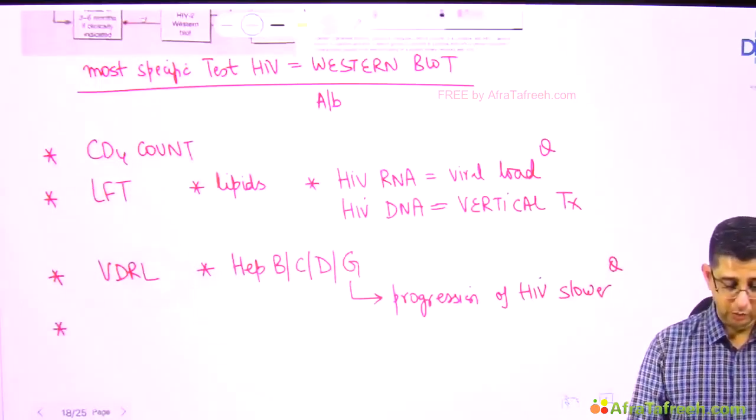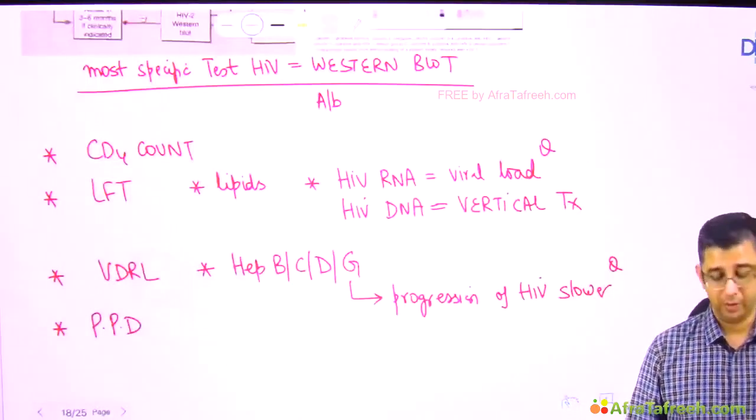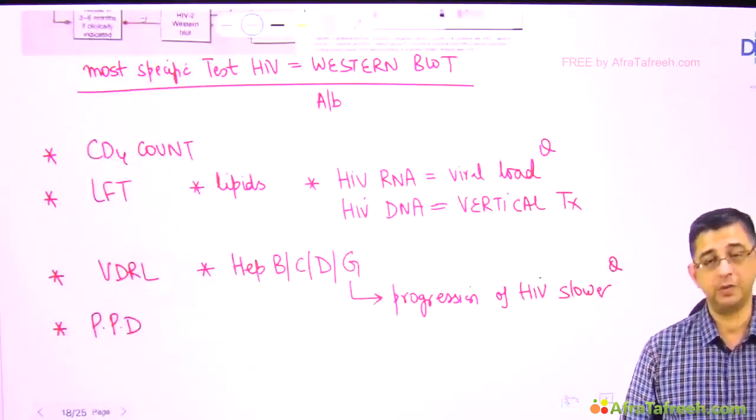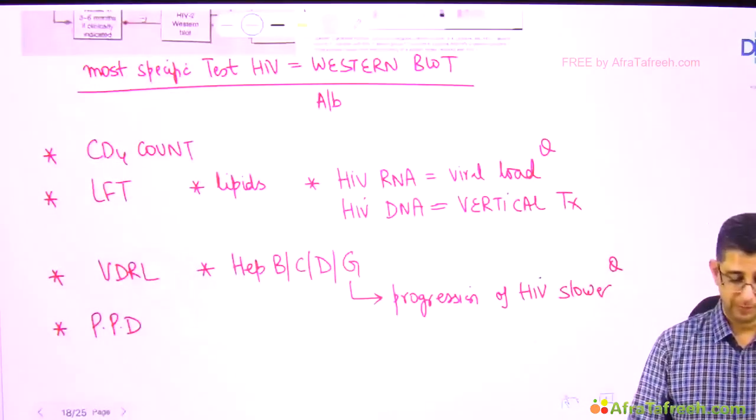Then I would also like to do a PPD, that is a purified protein derivative, or a Mantoux test in the patient. Why? Because I want to identify any possibility of latent tuberculosis being present in the patient. And if latent TB is present, then isoniazid and pyridoxine need to be given to the patient.